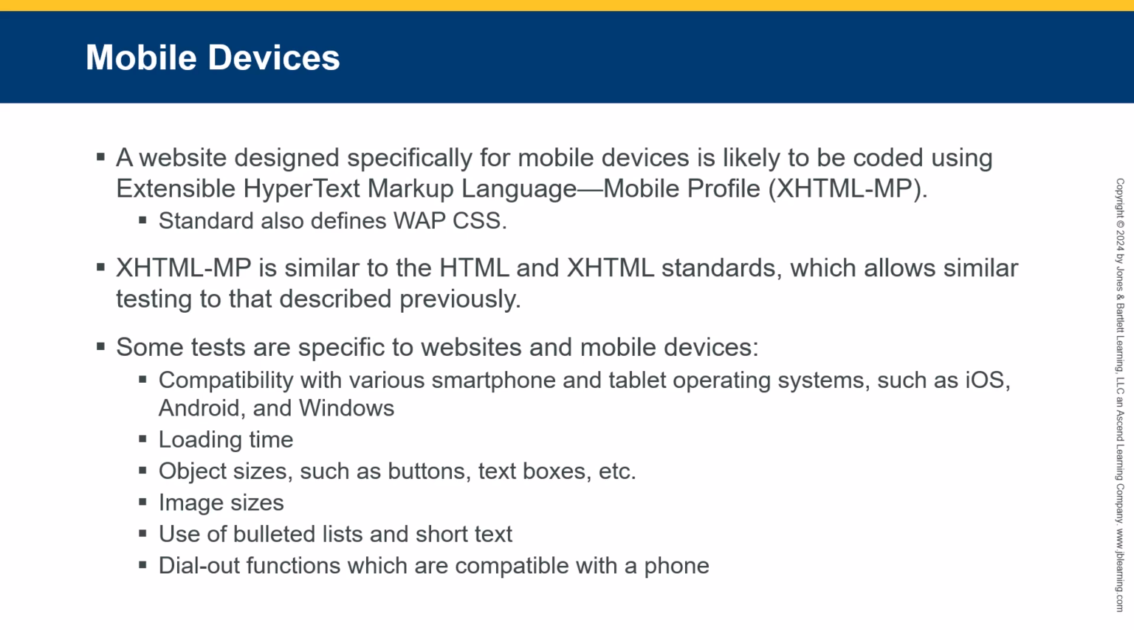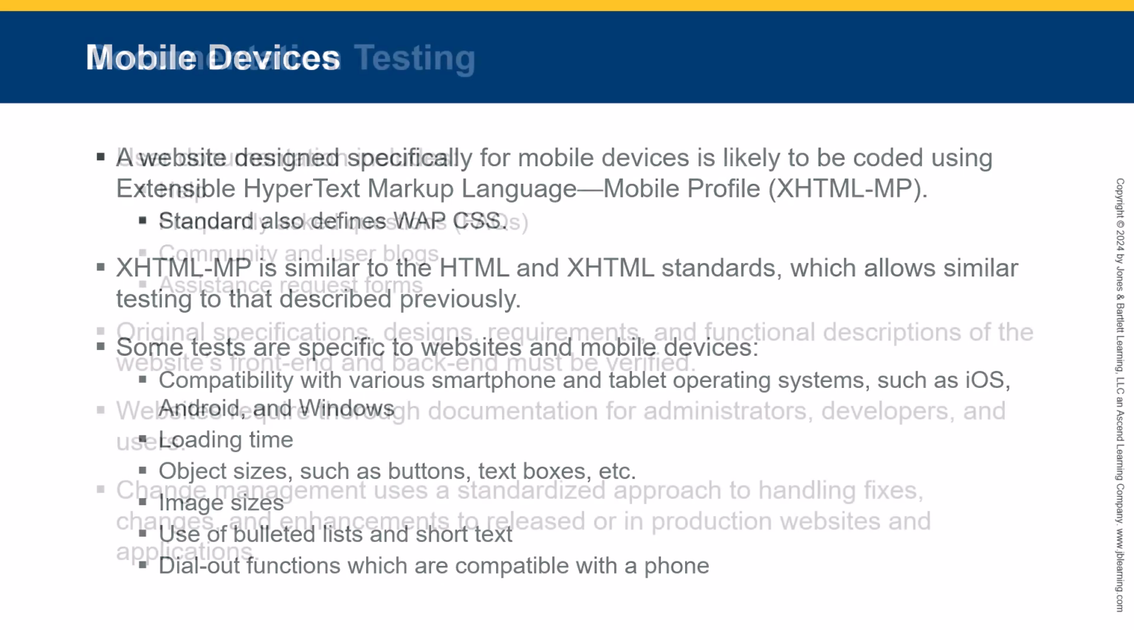Image size. Are they the correct image size? Do they scale based off of the screen size? Are there bulleted lists? Are there short texts? Are there paragraphs? Do the data or the wording scale? Dial out function, which is compatible with mobile devices, and test and verify. Make sure it actually is compatible.